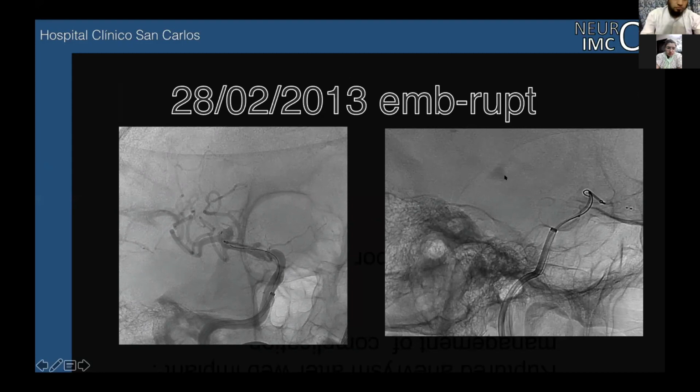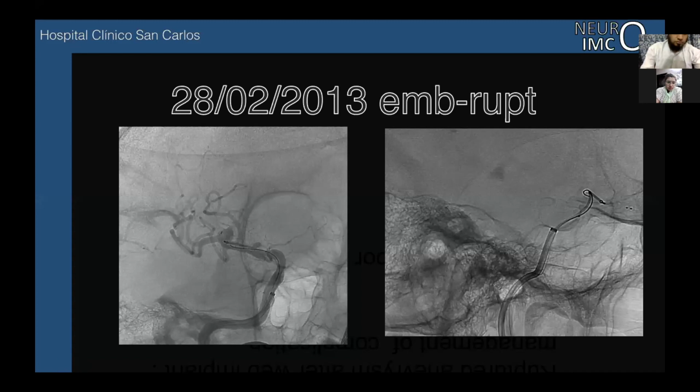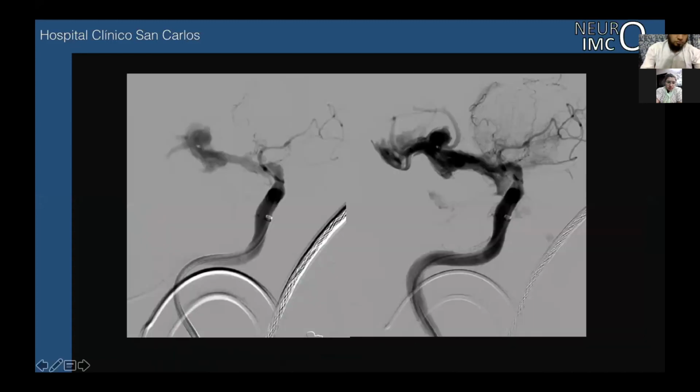Very quickly, my colleague went to the compression of the carotid in the neck. This is the major rupture. The WEB is here. I do not remove the WEB. The WEB is here. You wait.